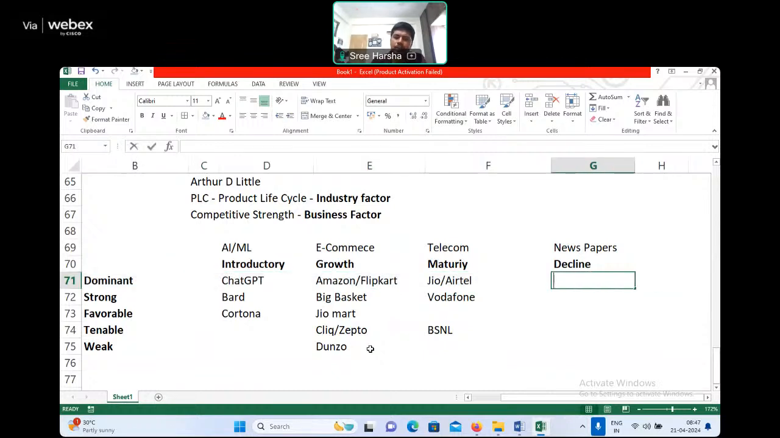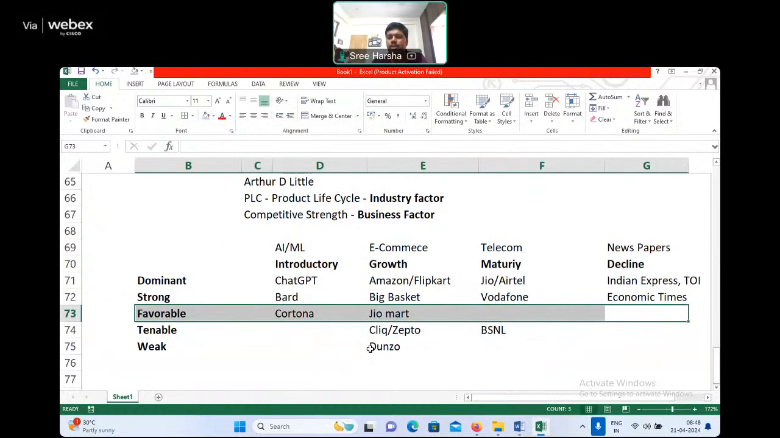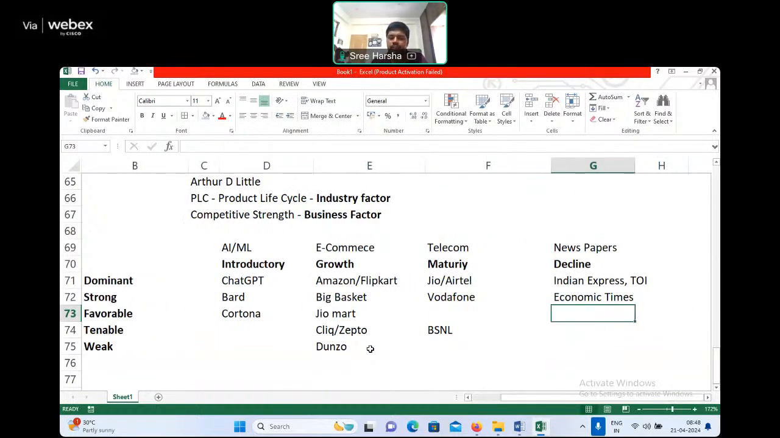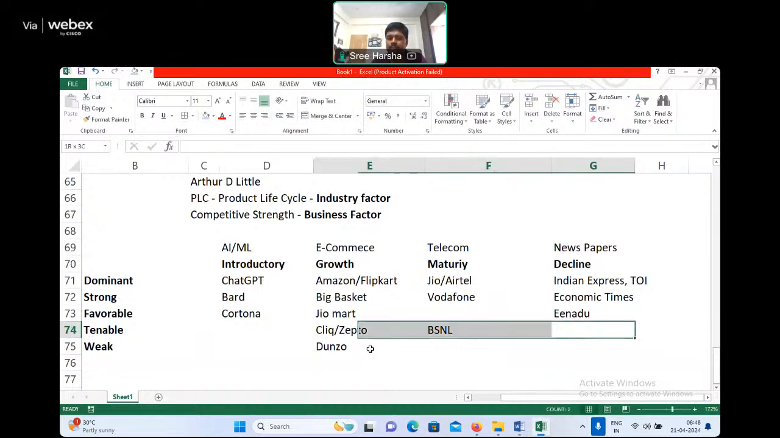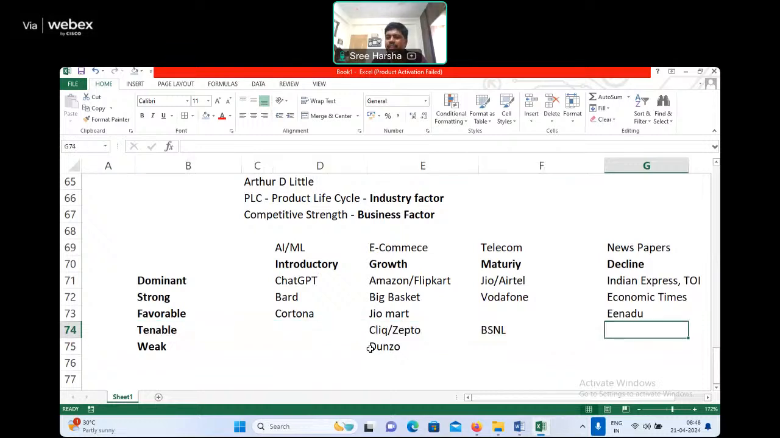Newspapers: dominant, probably Indian Express, Times of India; strong, Economic Times. Even today, people read these papers. Favorable, yes, there are many local newspapers, right? I think in Tamil also there are newspapers. In Telugu also there is something called Eenadu. So these kind of players. Tenable, weakest position, very low readership. Tenable and weak, there will be multiple newspapers ready to shut down. Those are all tenable and weak.